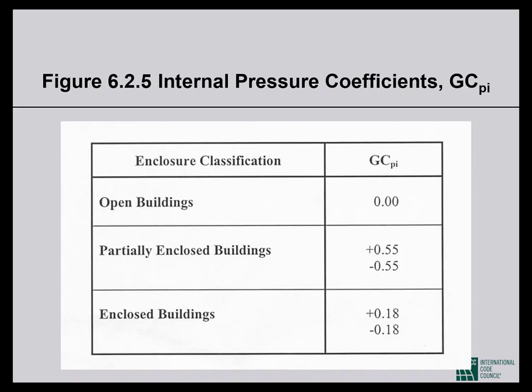Those buildings we design for an internal pressure coefficient of plus minus 0.55. Enclosed buildings are between open buildings and partially enclosed buildings. G times C sub Pi is plus or minus 0.18. Internal pressure we always consider both ways because for some walls the positive is more critical, for some other walls the negative is more critical.